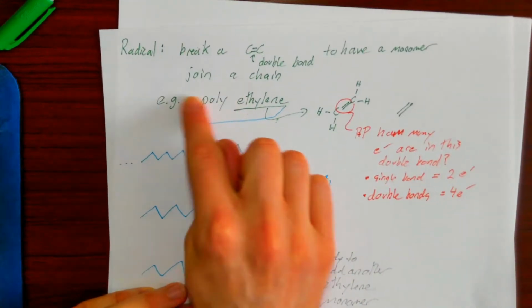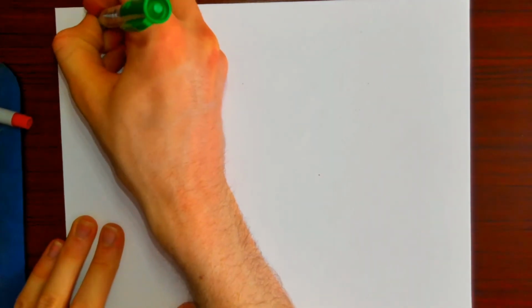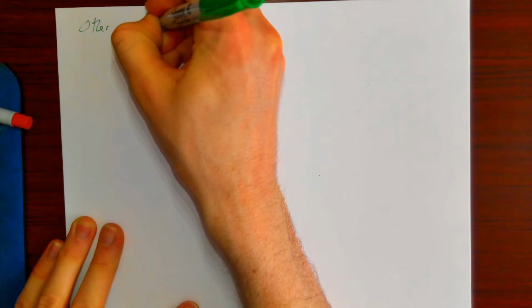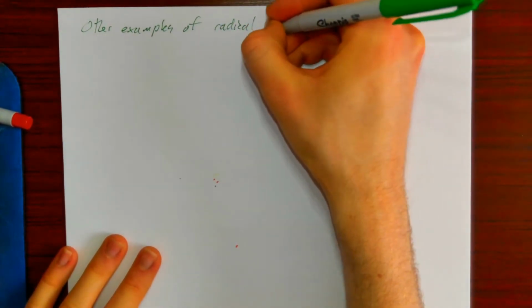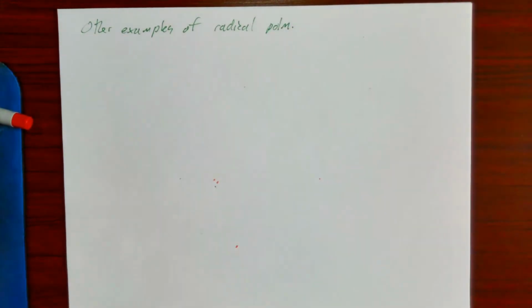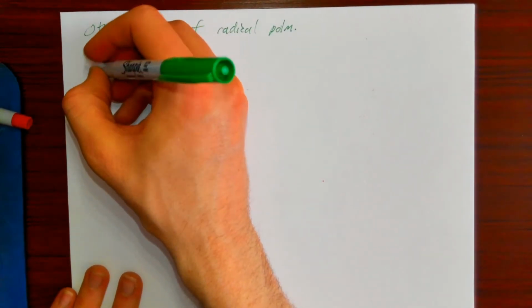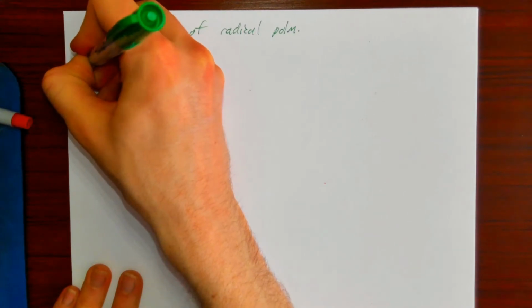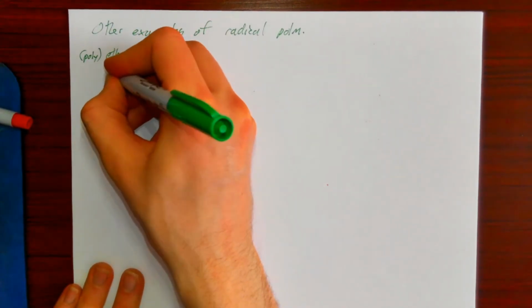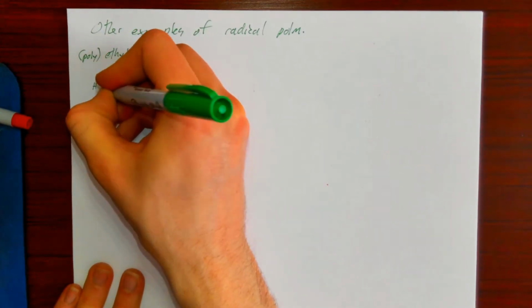It turns out polyethylene isn't the only molecule made via radical polymerization. Some other examples of molecules that are formed via radical polymerization. Well, let's start with ethylene, which would form polyethylene. So ethylene is basically just this with, again, remember, hydrogen, hydrogen, hydrogen, hydrogen.